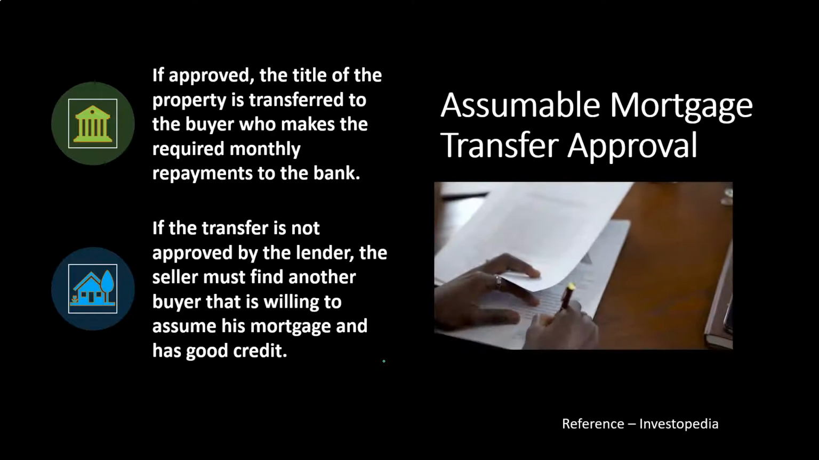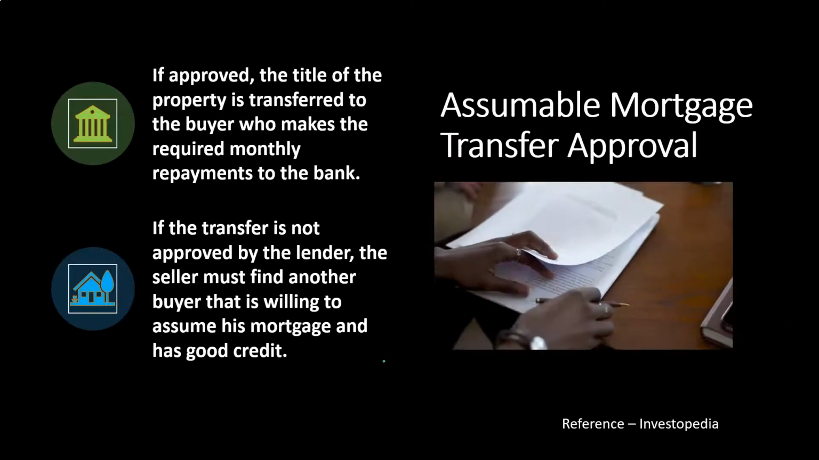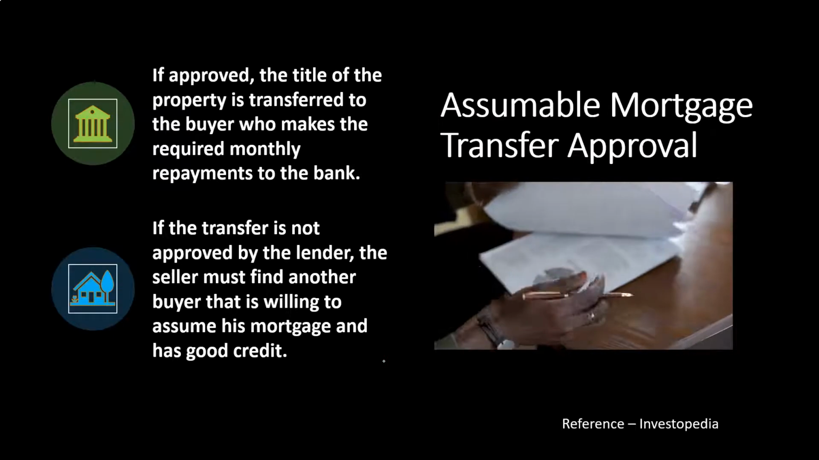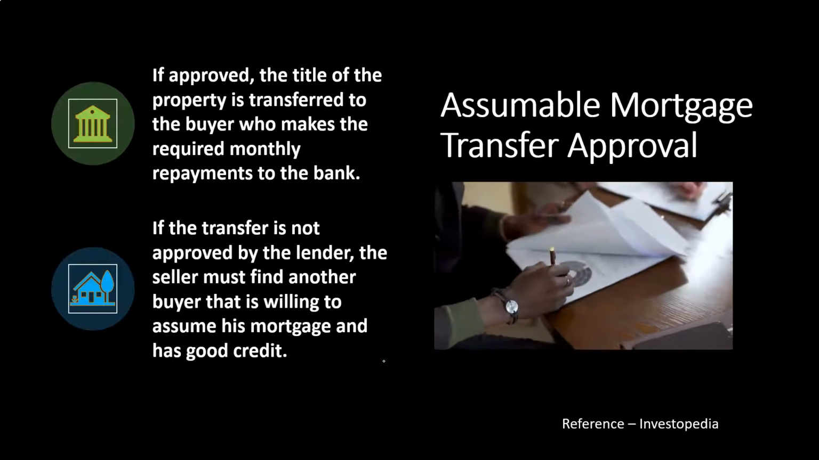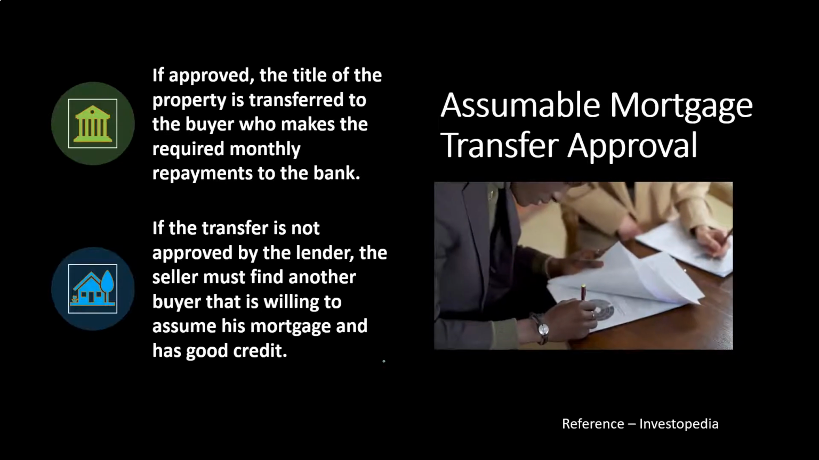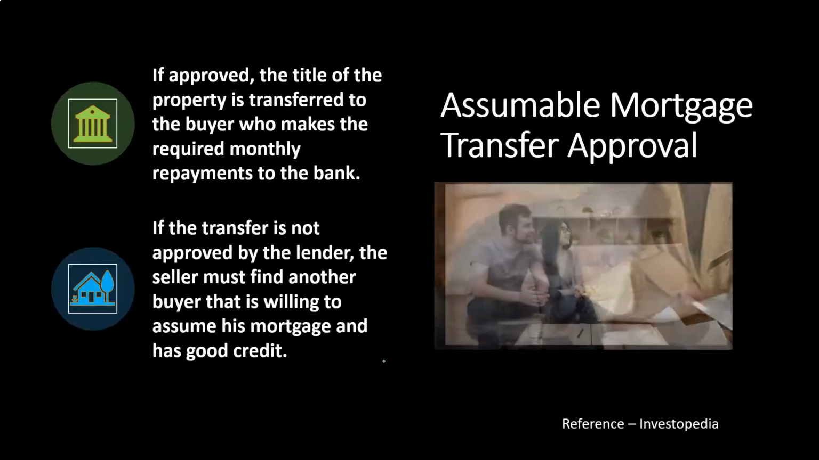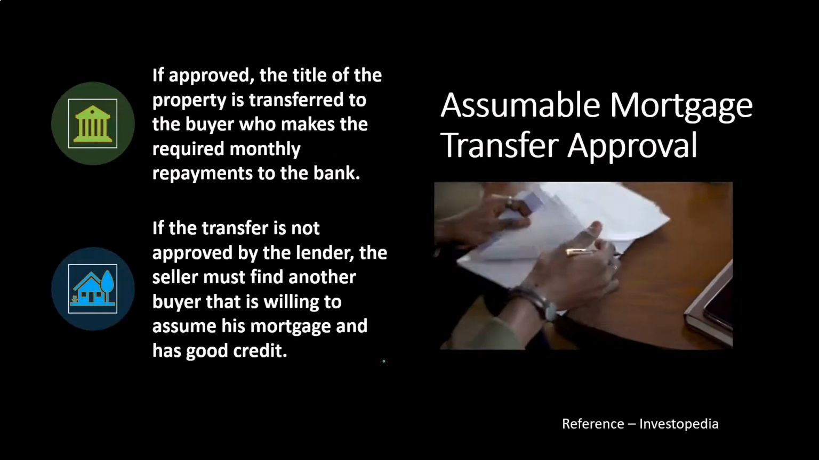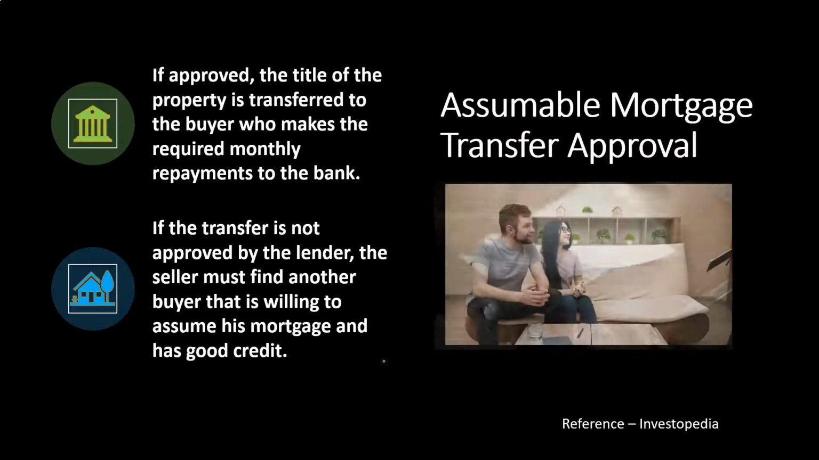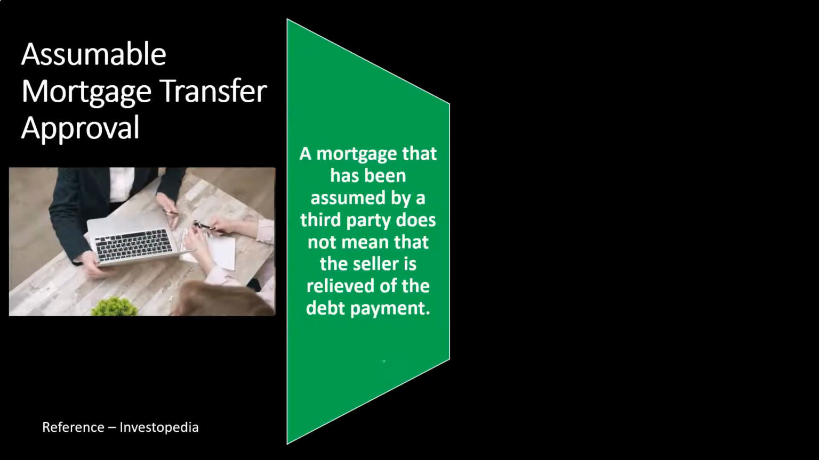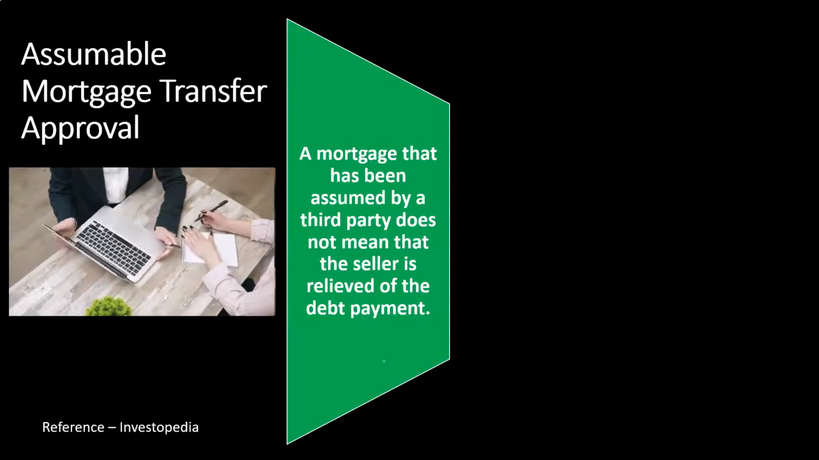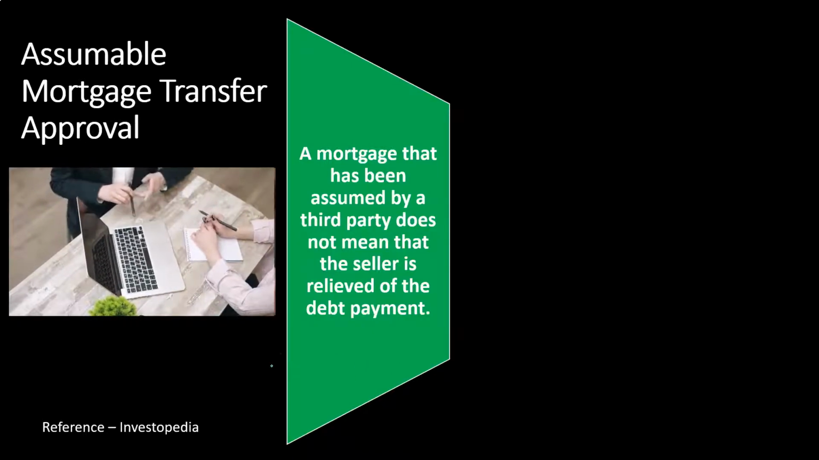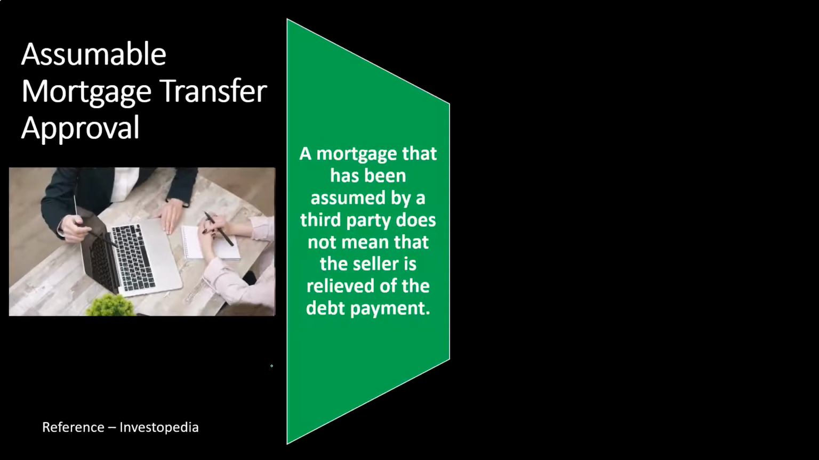You can possibly create a good deal between buyer and seller where both benefit in that situation. But to benefit, you've got to find a buyer that could assume the loan, and they have to have the ability to do so and make the bank happy enough that you, who have the obligation to repay, are transferring it to someone that the lender also agrees is creditworthy and can meet their obligations. So, assumable mortgage transfer approval: a mortgage that has been assumed by a third party does not mean that the seller is relieved of the debt payment.